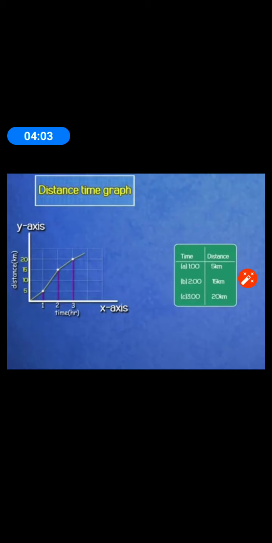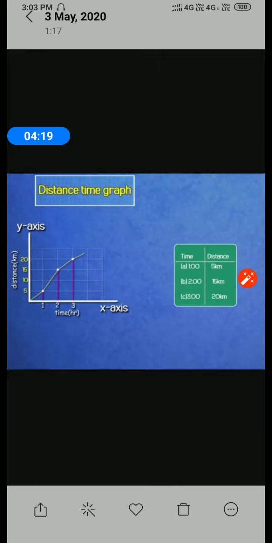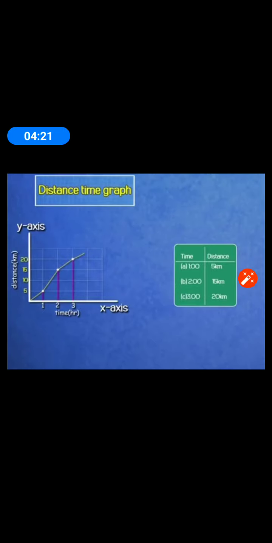But the distances you can see over here. It is 5 kilometers, then 15 kilometers. The gap is 10 kilometers, then 15 kilometers, then 20 kilometers. Now here the gap is reduced. It is only 5 kilometers. So the distances are not equal, but the time interval is fixed. This type of speed is non-uniform, and the graph will not be a straight line.